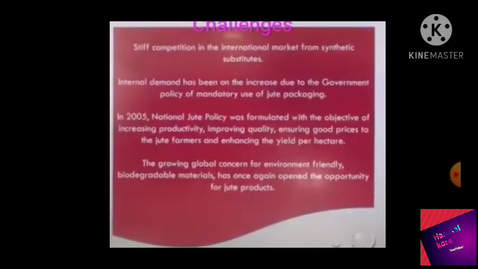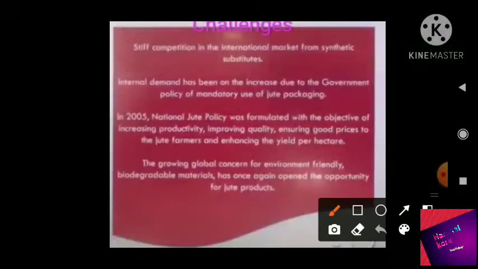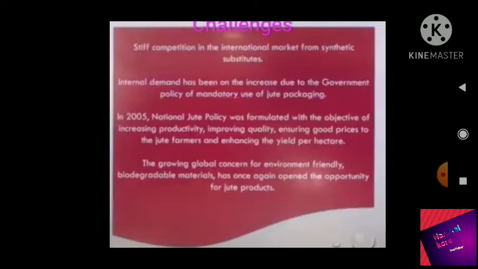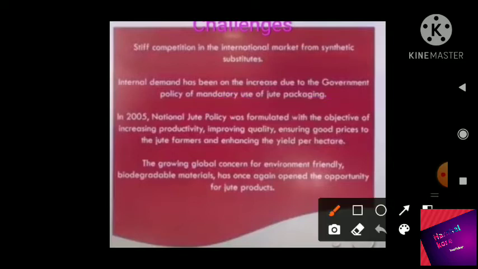So what are the challenges towards jute? The challenge is stiff competition in the international market from synthetic substitutes. Synthetic fibres compete strongly with jute, cotton, etc. Internal demand has been on the increase due to the government policy of mandatory use of jute packaging. Mostly plastic, a synthetic fibre, is used in India, so this policy is a challenge.